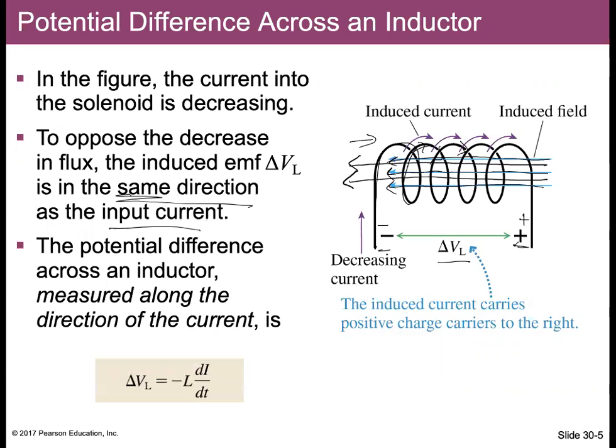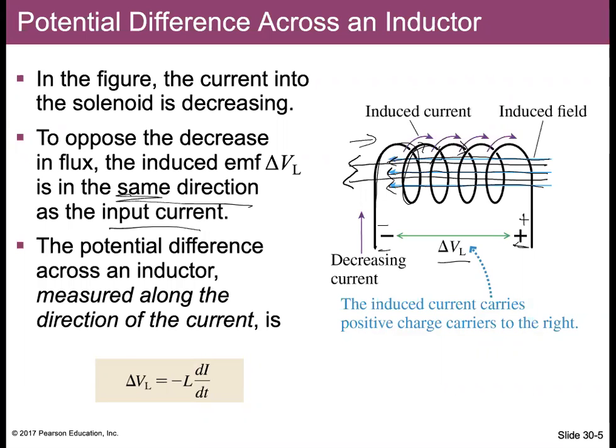And so it will be adding to the potential difference. So the potential difference across the inductor measured along the direction of the current. In this case, if we look at the direction of the current, the potential difference, delta V sub L, will be negative L di dt, where in this case the current is decreasing and our potential difference would therefore be the opposite of that. So it would be increasing.